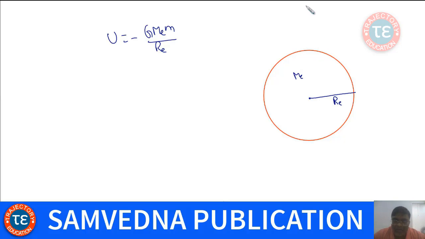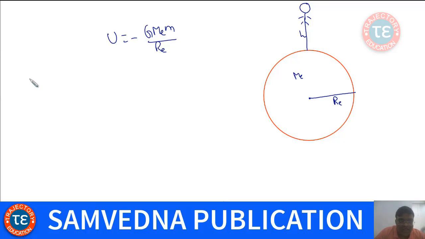Now, if this person goes to a height of h from the Earth, in that case, what would be the potential energy?